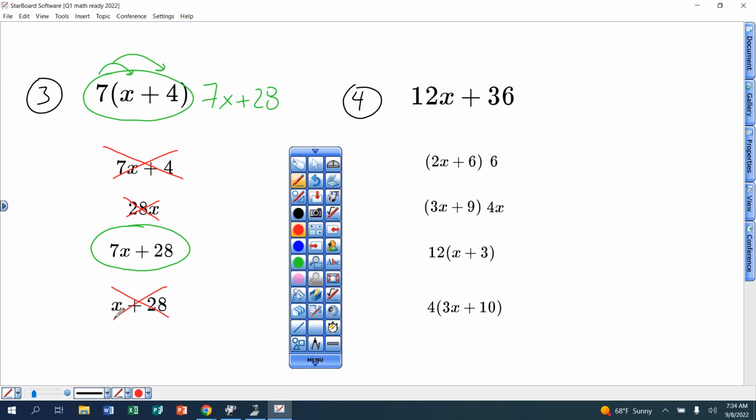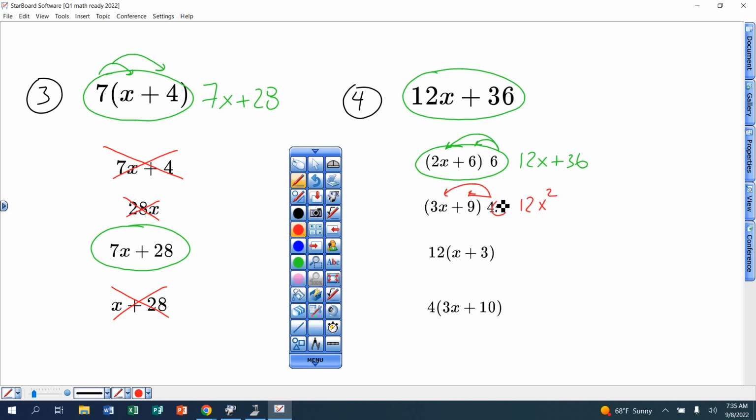Problem 4, a little bit harder, because with these choices, you've got to distribute them all. So sometimes you have to distribute from this back side, 6 times 6, 6 times 2x. That gives me 12x plus 36. So I can see that is equivalent. Even though that doesn't look the same, they are technically equal. They are equivalent.